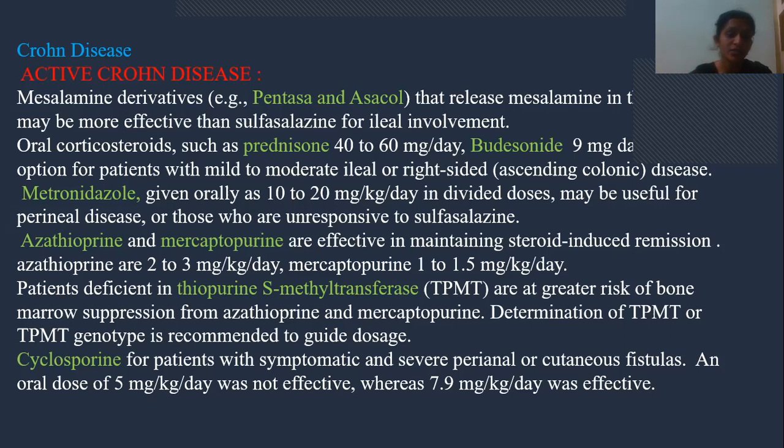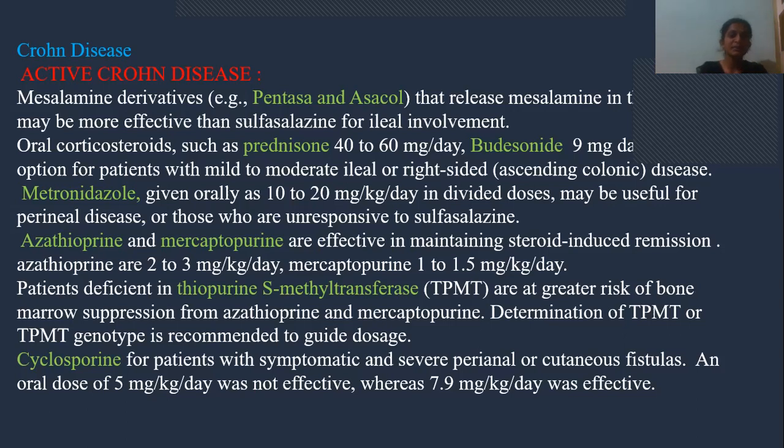And then metronidazole. Metronidazole is an antibiotic. It is given orally as 10 to 20 mg per kg per day in divided doses. Generally, it is available as 400 mg. It will be available as a vial of 100 ml, which contains 400 mg of the drug. Generally in the market, it is available in that form. It may be useful for perineal disease, like if there is an inflammation in the perirectal region or perianal region. For that purpose also, we can go for this metronidazole, and also for those who are not responding to sulfasalazine.